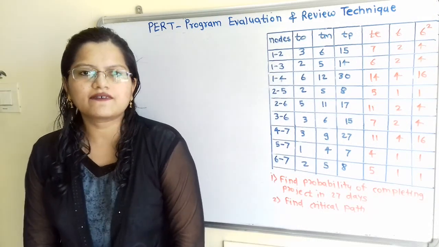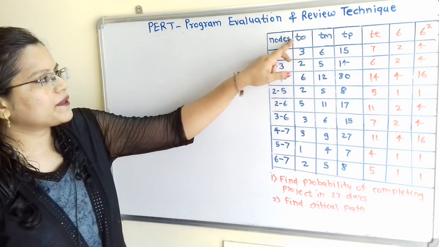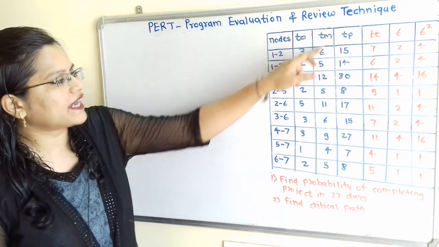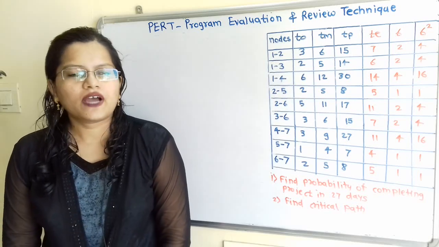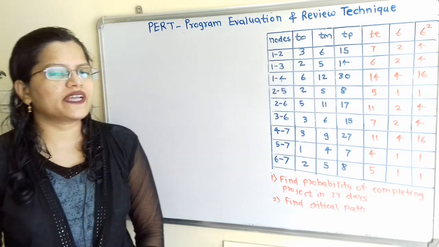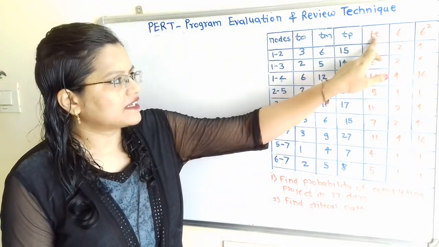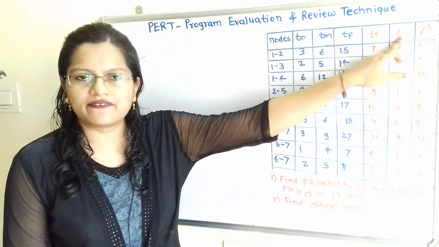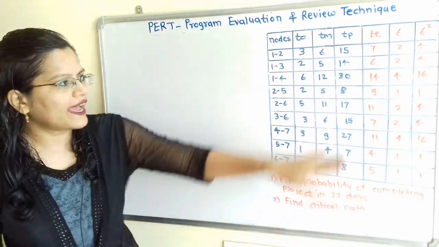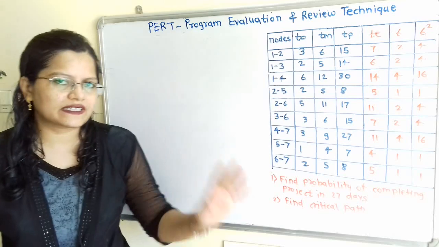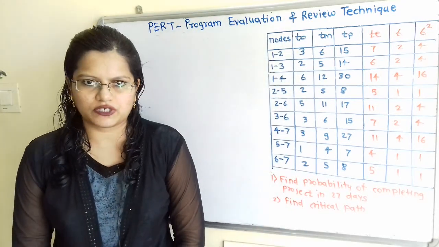This is the second question. Here the nodes are mentioned. Optimistic time, pessimistic time and most likely time is also mentioned. Now as in the previous case, we have to calculate the parameters: expected time, that is TE, standard deviation sigma, and variance sigma square. So I have calculated by using the same formulas as mentioned in the previous question.